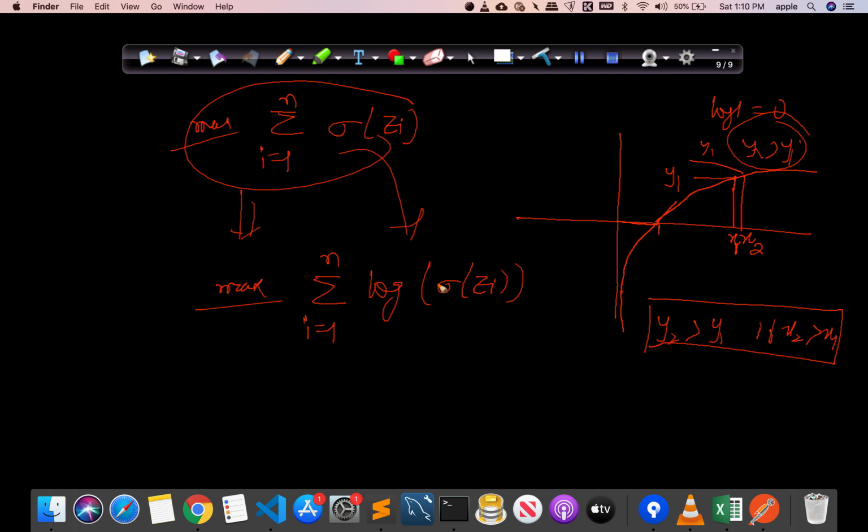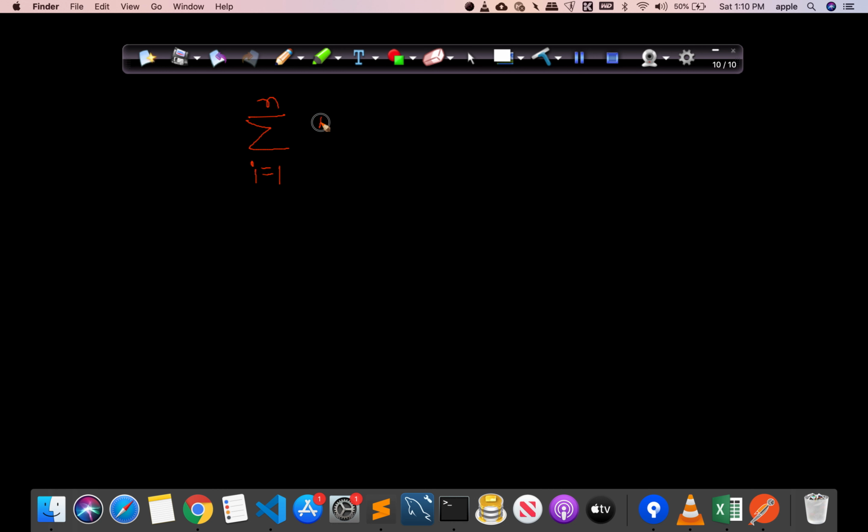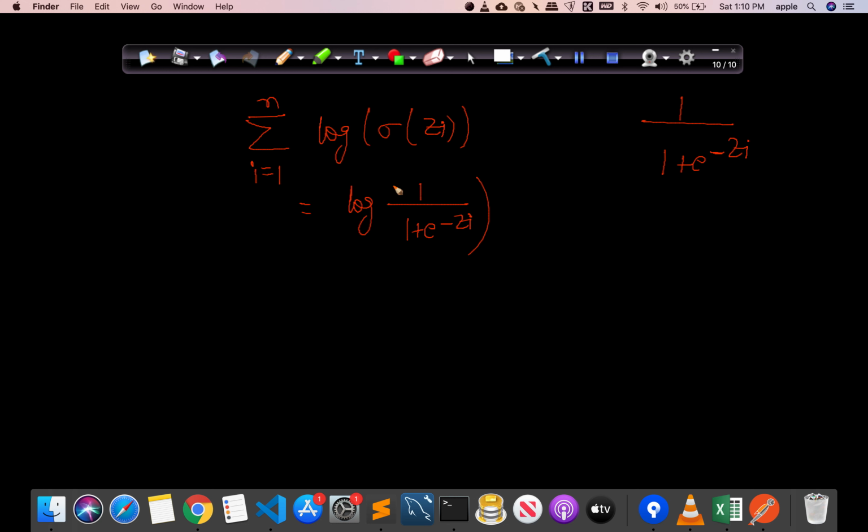So just remember this. Now since we can use log here, see how our formula changes and how this becomes easier. Now summation of i equals 1 to n, and this is log of sigmoid of zi, where sigmoid of zi is 1 upon 1 plus e to the power minus zi. Now just focus on this. We are ignoring this for the time being.